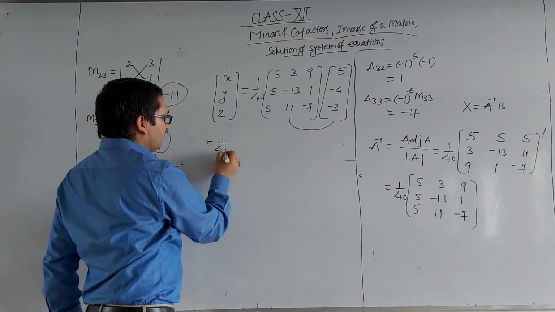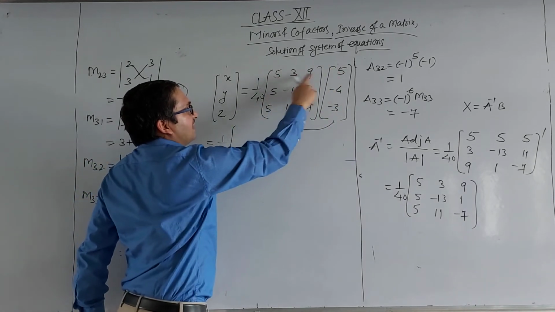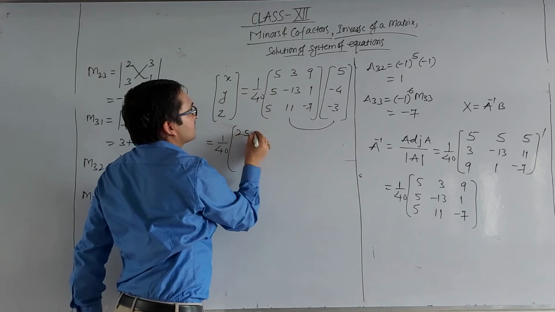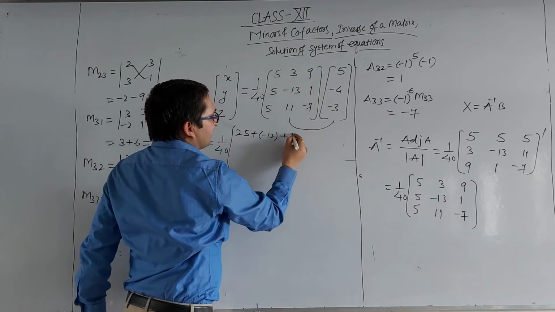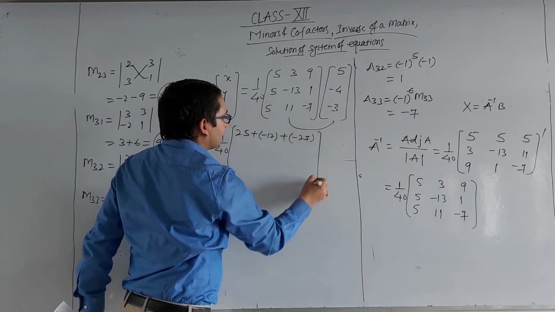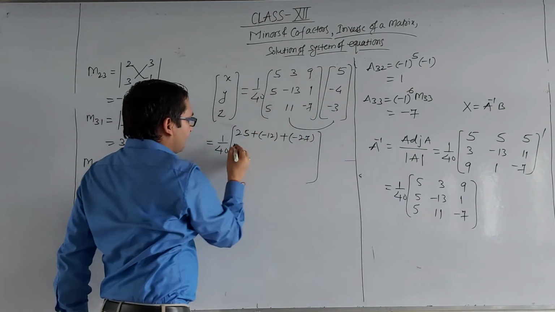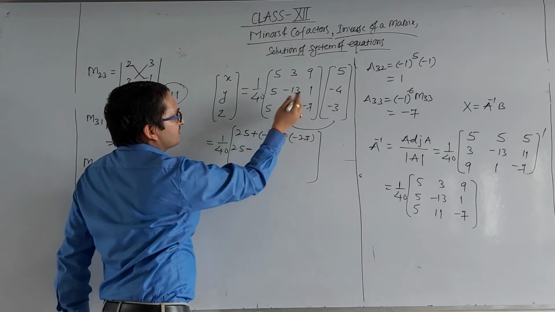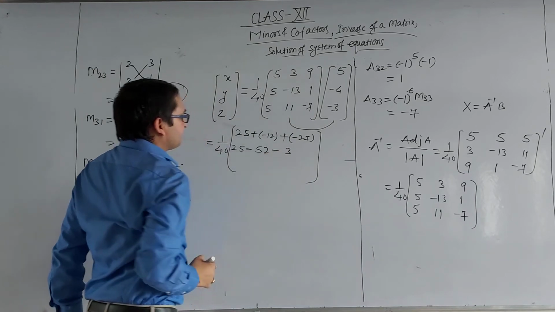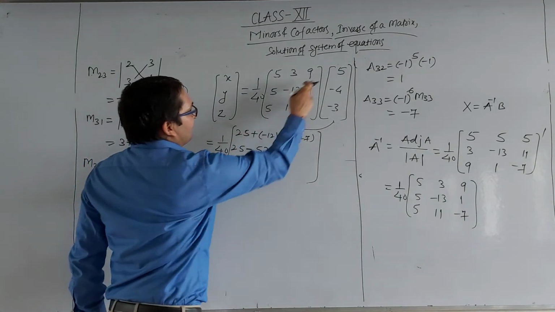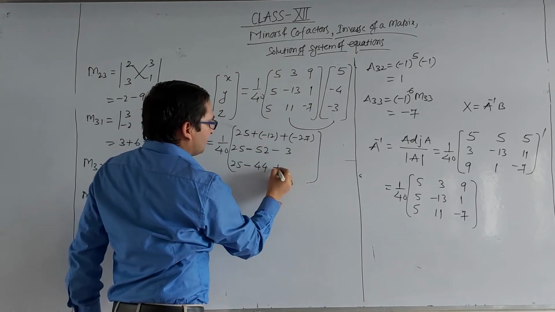1 upon 40. First row we have to multiply with the first column. 5 multiplied with 5 is 25. Plus 3 multiplied with 4 is 12. Plus 9 times minus 3 is minus 27. Second row with the column: 5 into 5 is 25. Minus 13 times 4 is minus 52. 1 into minus 3 is minus 3. Third row: 5 into 5 is 25, plus 44, minus 21.